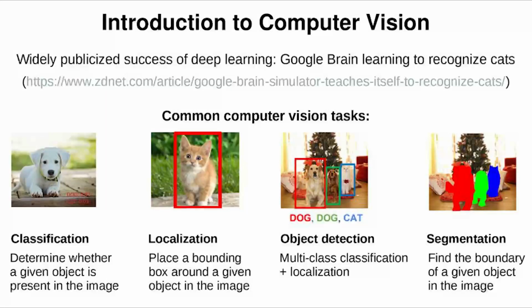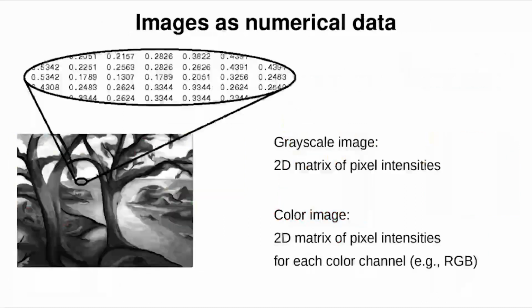Object detection, a combination of multi-class classification and localization, where it is established that objects belonging to certain classes, such as dogs and cats, are present in an image. Bounding boxes are placed around these objects and labeled with class identifiers. And finally, segmentation, where the outlines of objects in an image are identified.